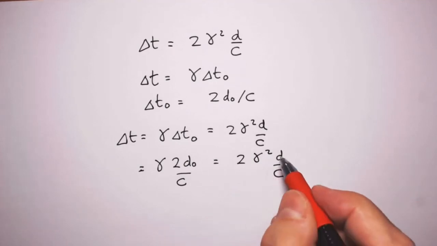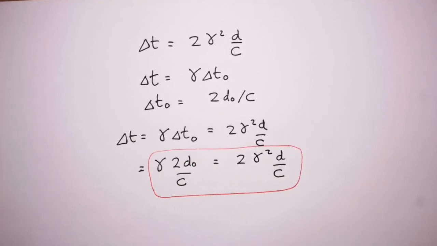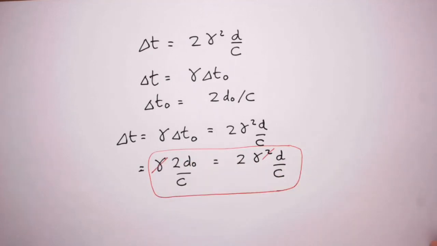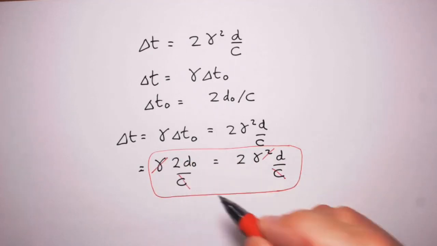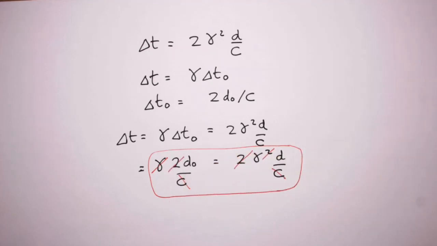So then, just equating these two terms, we can divide through by gamma, multiply through by c, and divide through by 2. And what we are left with is length contraction, because we have d is equal to d naught divided by the gamma that remains on this side of the equation. And that is the length contraction formula.